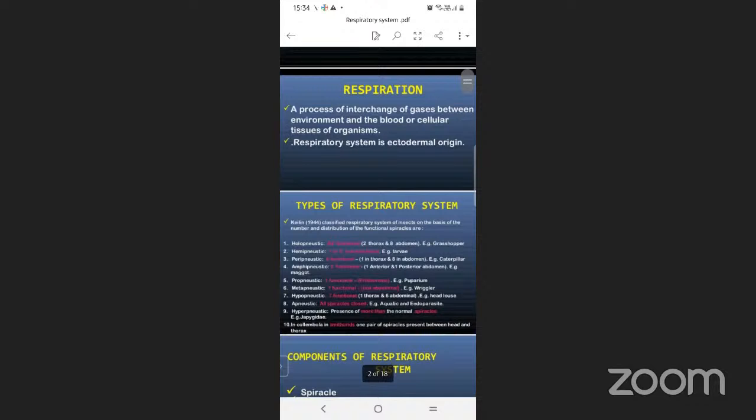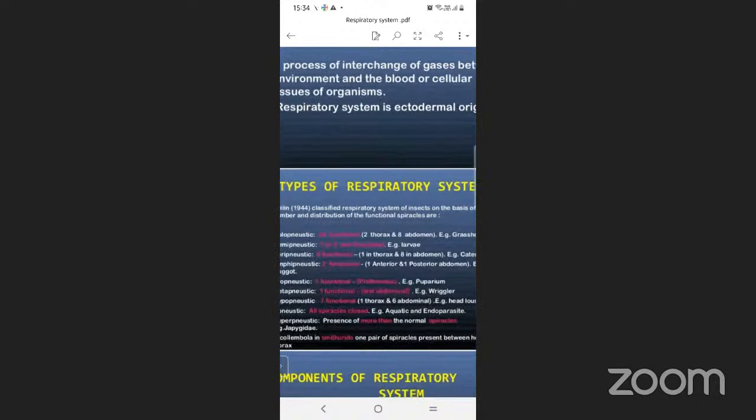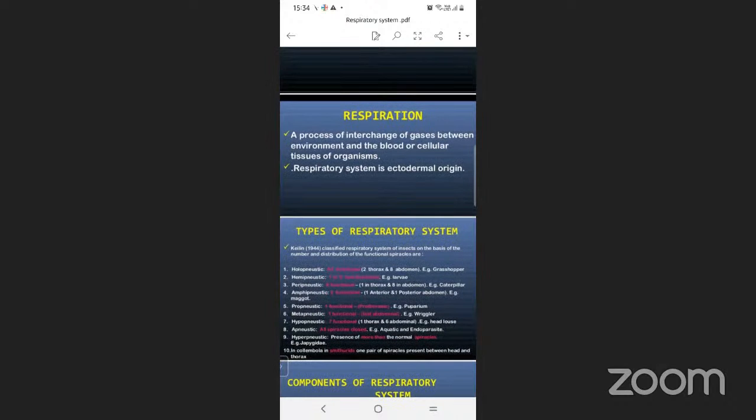Coming to the types of respiratory system, there will be variation in the spiracles. The respiratory system of insects is classified on the basis of the number and distribution of the functional spiracles. These are holopneustic when they have 2 in the thoracic region and 8 in the abdominal region. If they have 2 in the thoracic region and 8 in the abdominal region, we call it holopneustic.